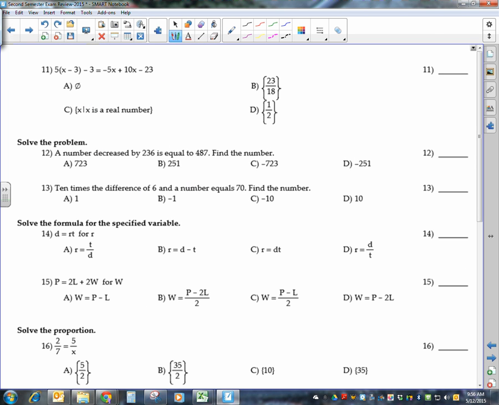Next page. Okay, another one. Again, we've got to distribute. So I'm going to do 5 times x, 5 times 3. So 5x minus 15, still have a negative 3 on that side, equals negative 5x plus 10x minus 23. So on each side, you want to combine the like terms. So over here, I have 5x minus 18, because negative 15, negative 3 give me minus 18. Negative 5x plus 10x gives me 5x minus 23.